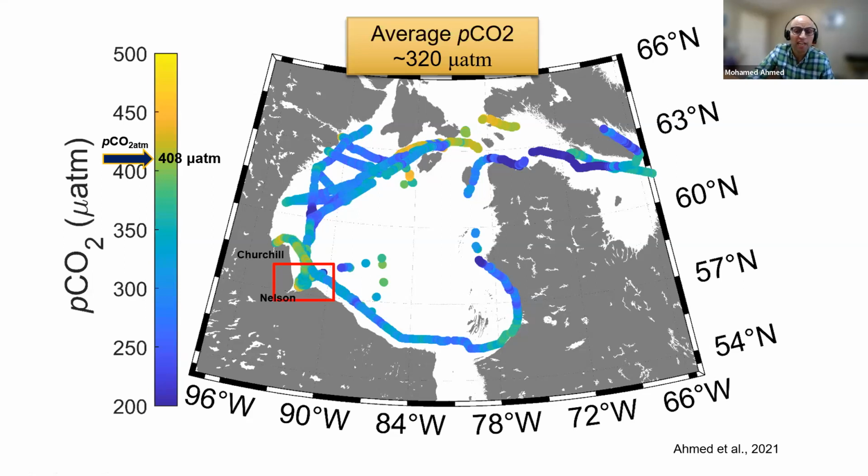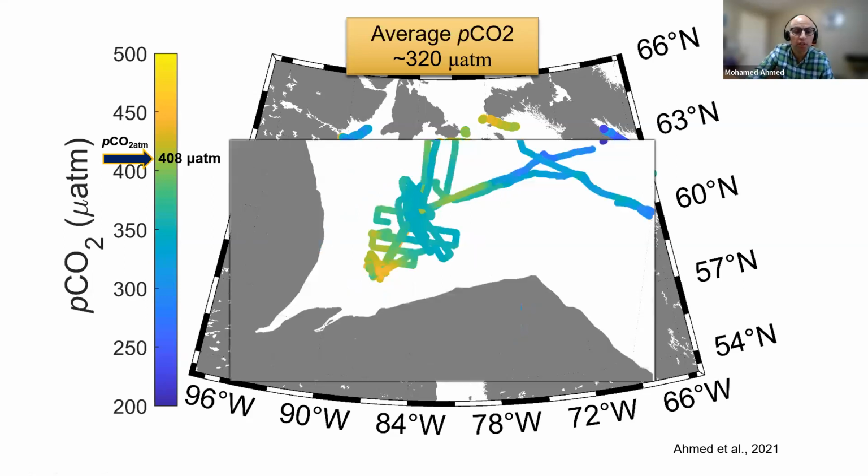especially if I focus here in this area close to the Nelson River, as this is an estuary. You can see there is a transition from high pCO2 to low pCO2. Close to the river, there was supersaturated pCO2, and when you go away from the estuary, there was undersaturation, and this is also the area where the sea ice was actively melting.